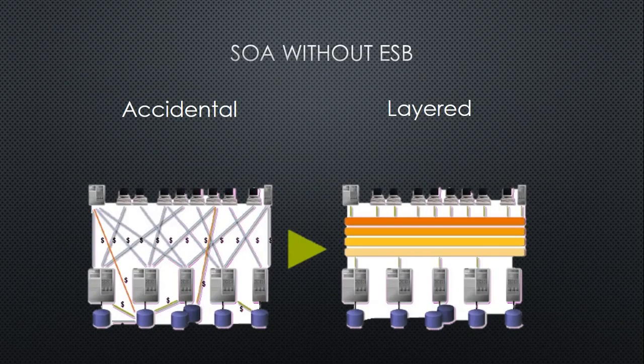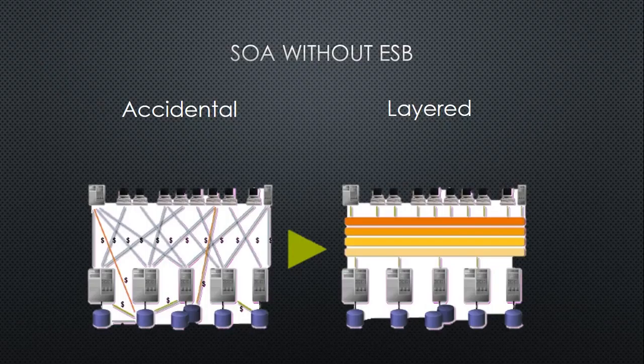So, SOA without an ESB. You look at the left, and that's the typical accidental architecture where you grew things and you added applications and you did point-to-point integration, and you had different consumers and they all talked to the different systems, each with a point-to-point integration. That's the way things happen. That's just the common way they build enterprise up.